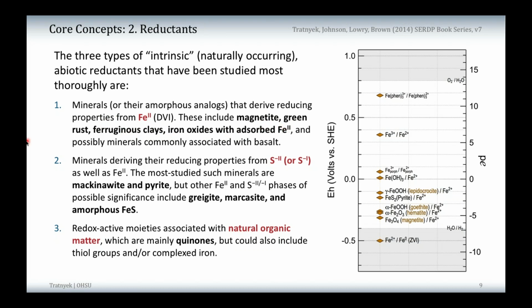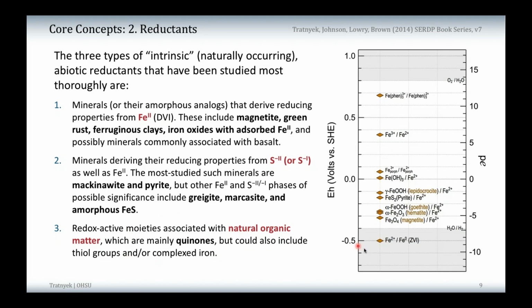There's also minerals that contain reduced sulfur, and there are a number of them. Mackinawite is likely the most important. Pyrite's often talked about. Greigite, marcasite, and amorphous iron sulfides are other mineral phases that might be important in some context. And again, I have a placeholder down here for natural organic matter, but I won't develop that much in this talk.